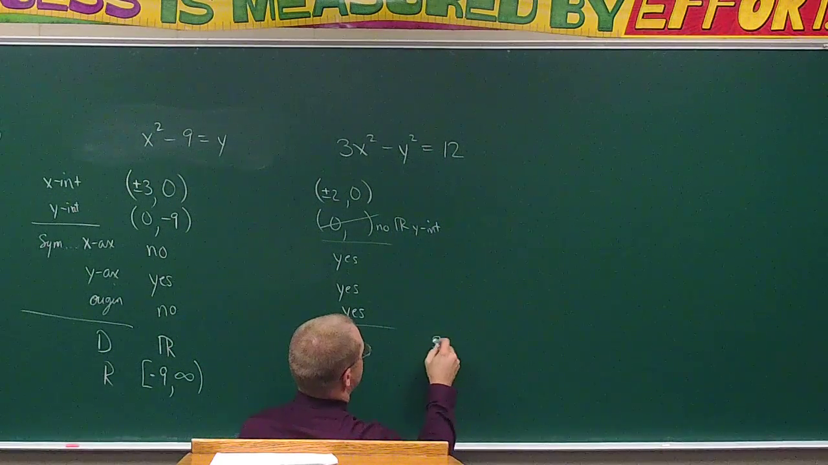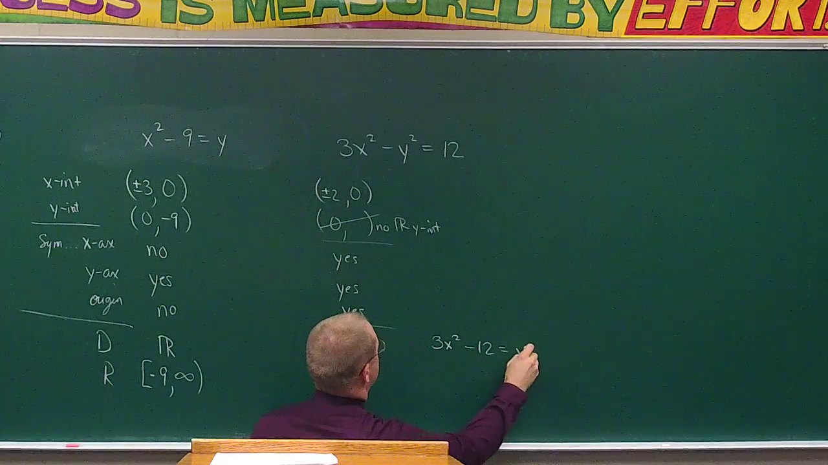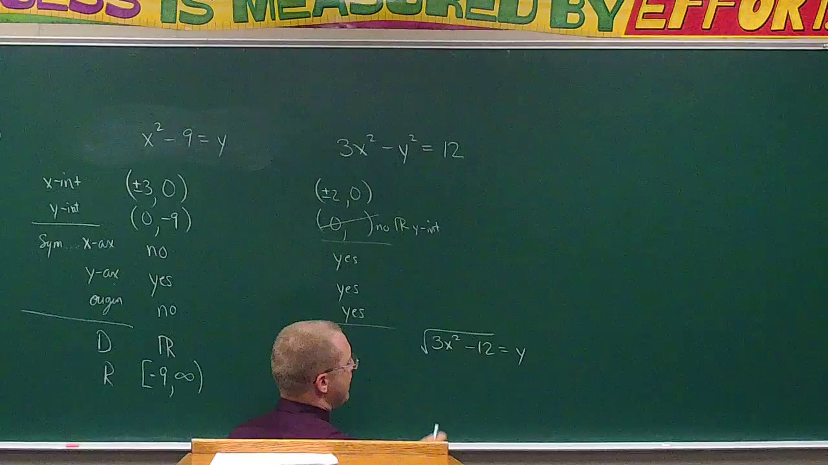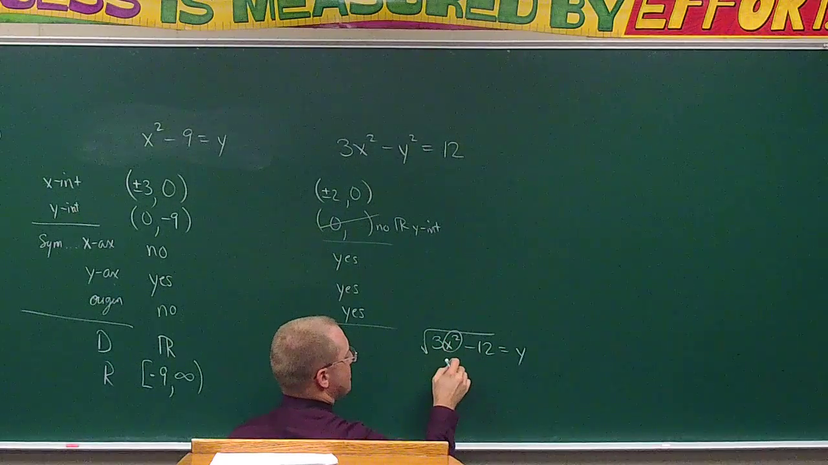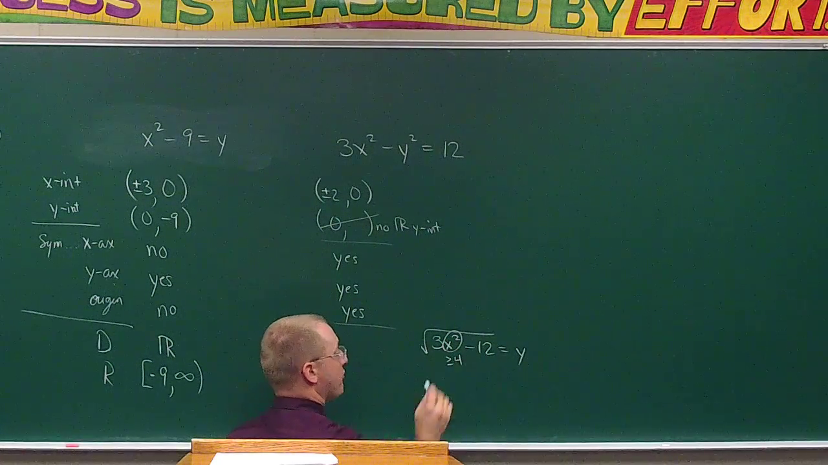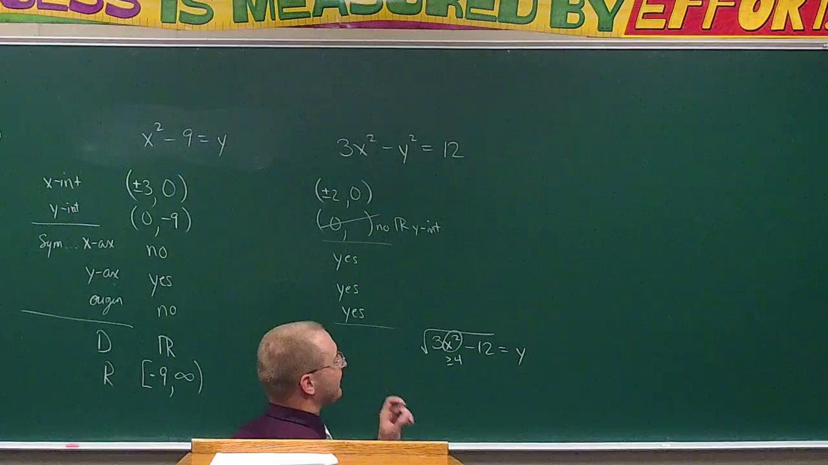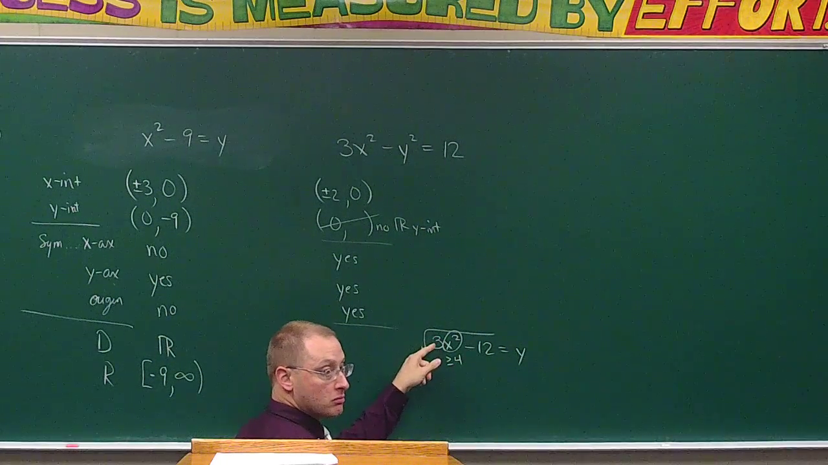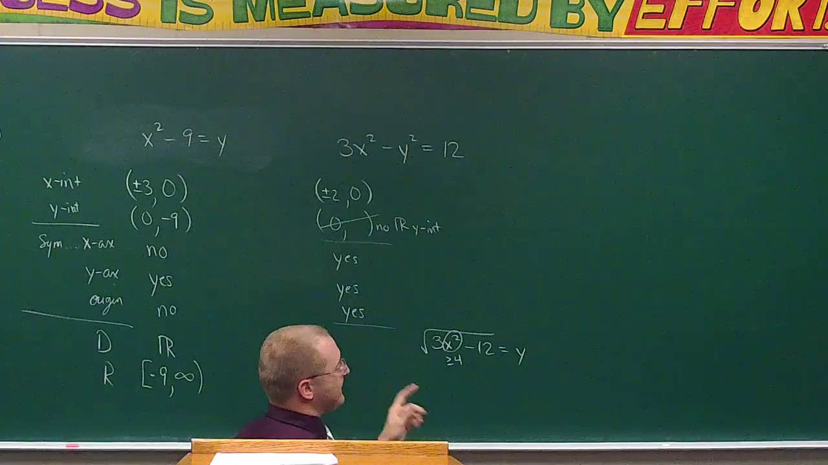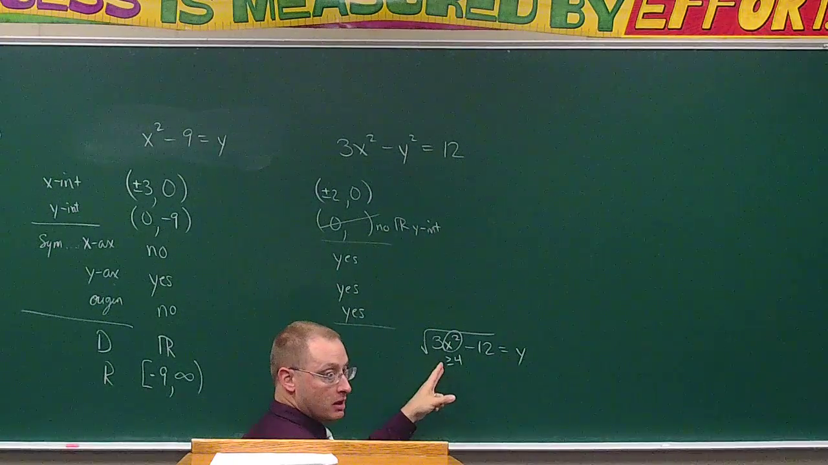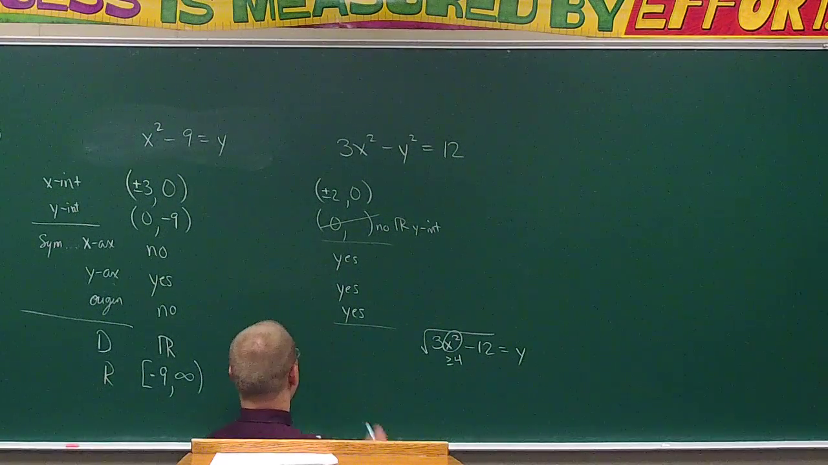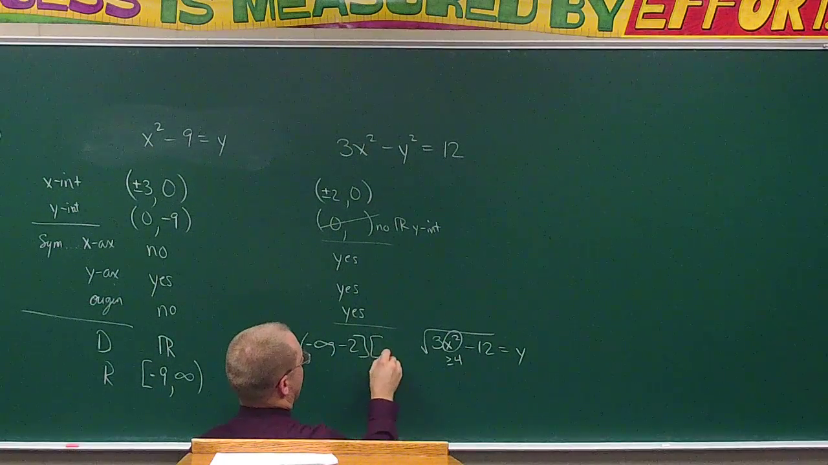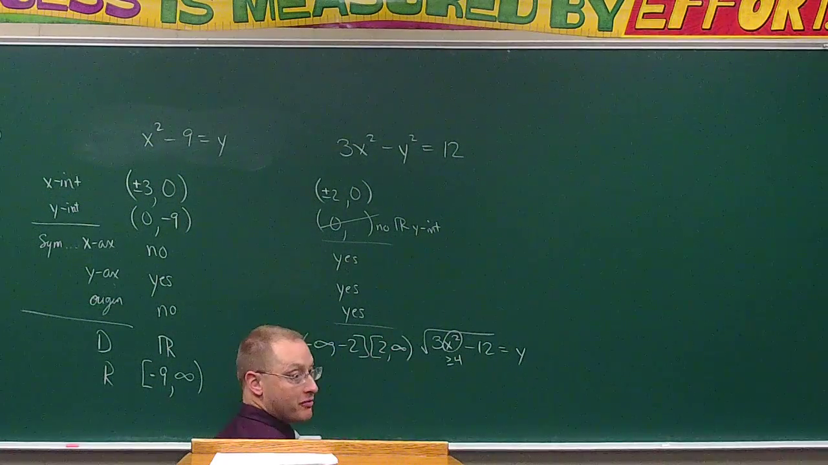I'm going to do a double switch. I'm going to do 3x squared minus 12 equals y squared, and then take the square root. Basically, this x squared needs to be at least a 4, which means I need at least a 2 or negative 2, 3 or negative 3, 4 or negative 4, but I can't use a 0 and I can't use a 1 or a negative 1, right? So my domain is going to be negative infinity to negative 2 or 2 to infinity.